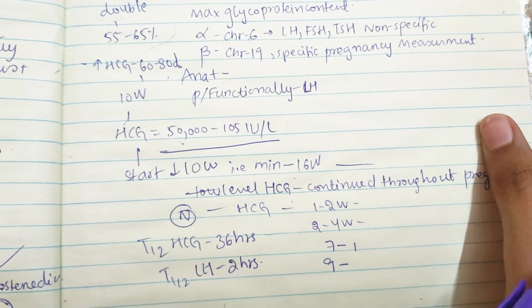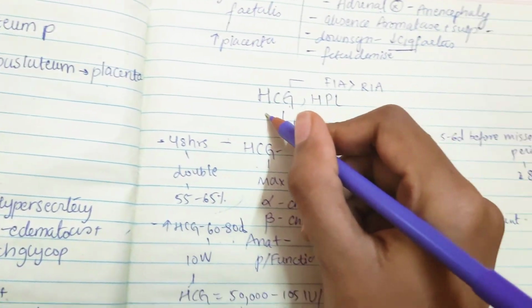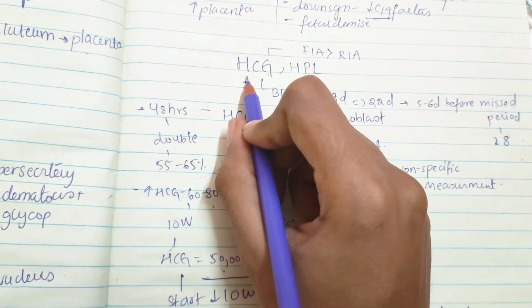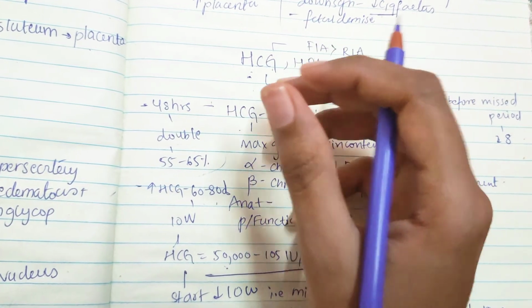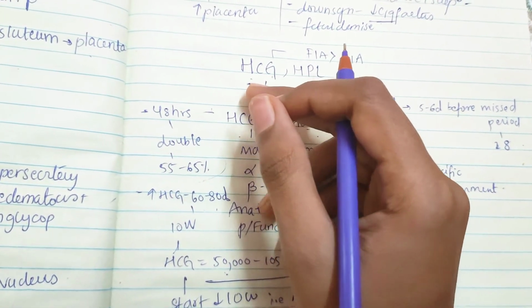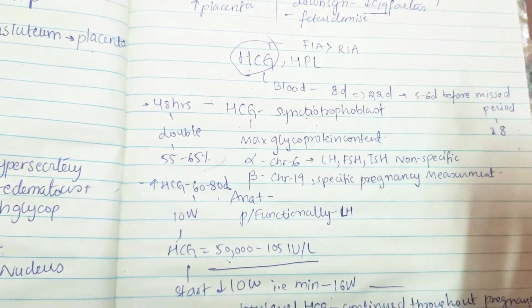Now coming to different functions of HCG. So mainly for what is this HCG useful? HCG helps maintain the corpus luteum of pregnancy. It is also giving an initial stimulus to Leydig cells to produce testosterone, and also it prevents the rejection of the fetus. So these are the main functions of HCG.